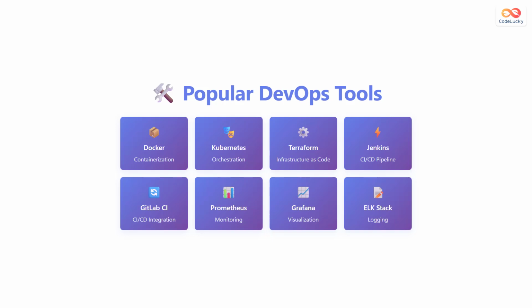Jenkins automates CI/CD pipelines for building and testing code. GitLab CI integrates continuous integration directly into the version control system. Prometheus collects and stores metrics from applications and infrastructure. Grafana provides visualization of metrics and creates monitoring dashboards. The ELK stack, consisting of Elasticsearch, Logstash, and Kibana, provides centralized logging. These tools work together to automate the entire software delivery pipeline.